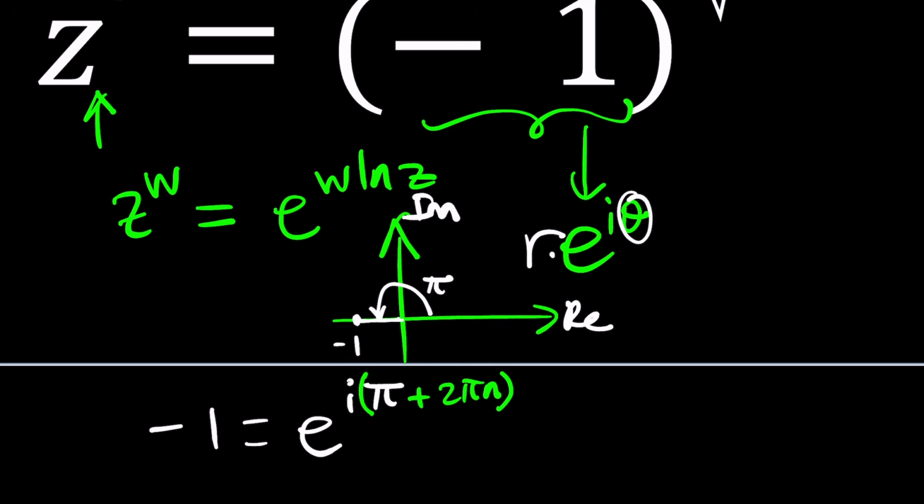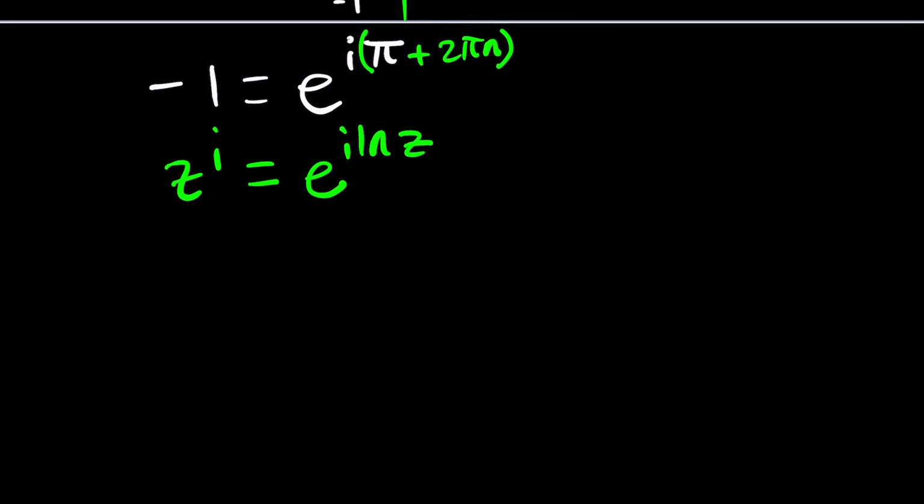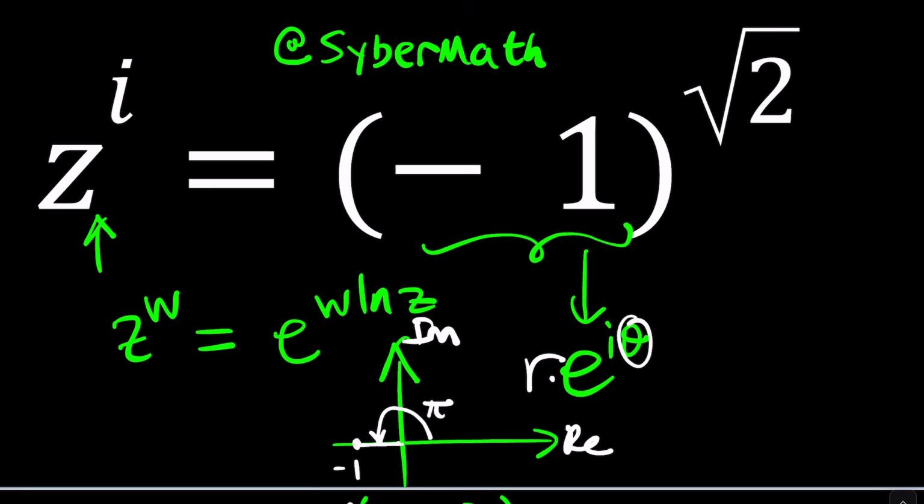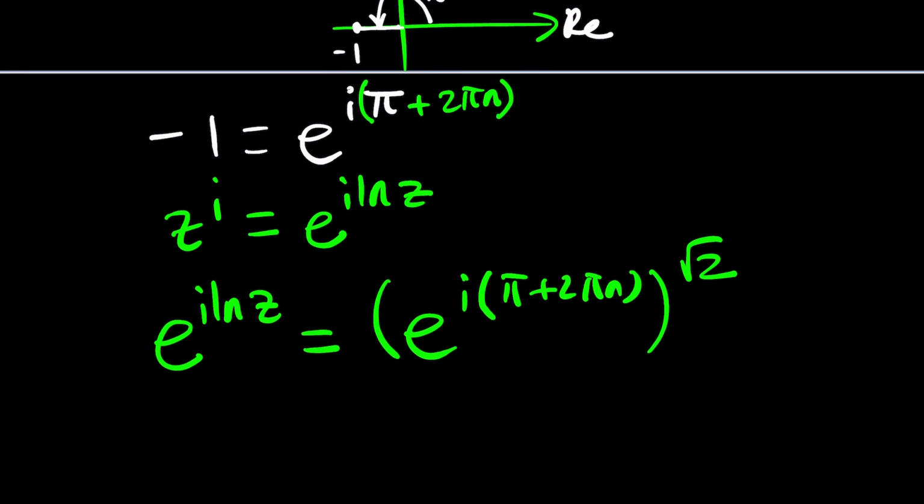What about z to the i? We're going to use the formula for that, right? z to the i from the formula can be written as e to the power i ln z. And since we don't know what z is, ln z is not known either. So let's go ahead and set these equal to each other. e to the power i ln z equals, what do we have on the right-hand side? Negative 1, which is e to the power i times pi plus 2 pi n. And then you have to raise it to the power root 2.